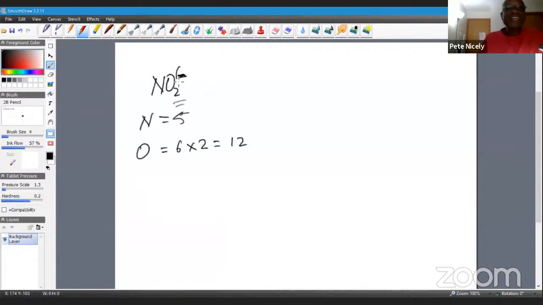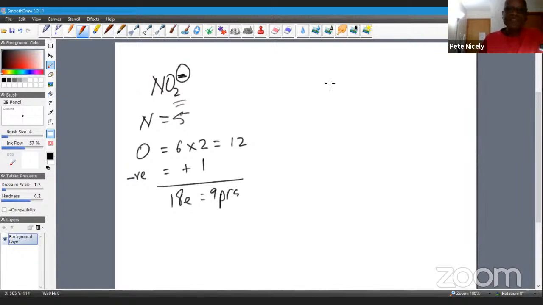Now you'll notice there's a negative charge here, right? We have to take that into account. The way we do that is that for every negative charge that is present in the structure, you add an electron. So for the negative charge that is present, we add 1 electron. This gives a total of 5 plus 12, 17 plus 1, 18 electrons, which will equal 9 pairs, all right?